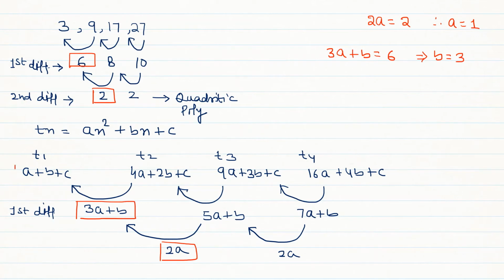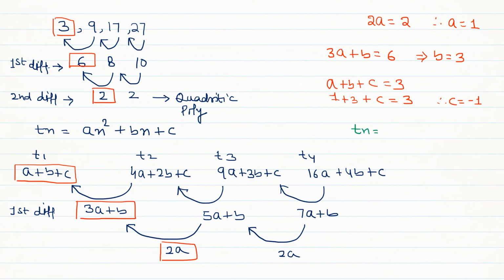And now this is the last term from this one and this is the last term from this one. So we can compare these two also. So a plus b plus c is going to be 3. A is 1, b is 3, so we can find the value of c. So from here c is coming out as minus 1. So if we go back with all these values to the expression, the Tn now would be a, which is 1, so it is just n square, plus bn, b is 3, so it is just 3n, and c is minus 1.